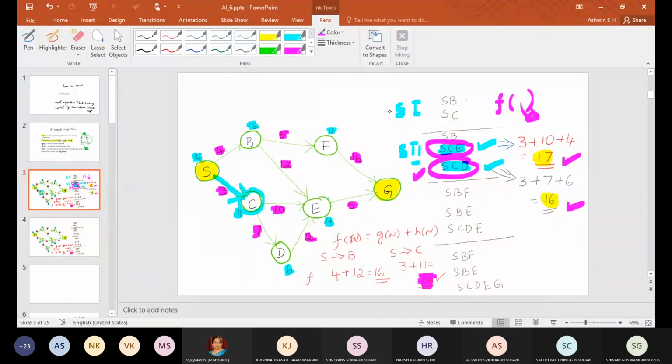Okay, if you are not answering, I'll tell. So we have reached SCD. Whatever answer you have given, SCD, when you calculate this evaluation function, this is minimum. We have already discussed that whichever is minimum, we have to consider. Whichever is maximum at that moment has to be neglected. See here, in the first step, we got S to B 16 and S to C 14. We did not consider S to B.